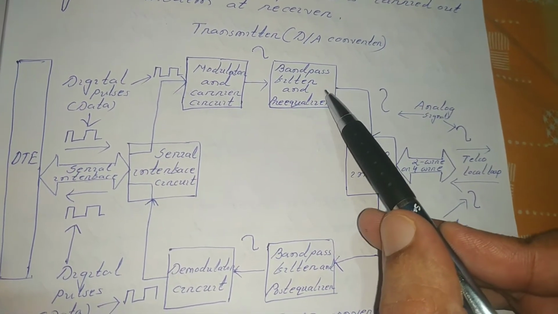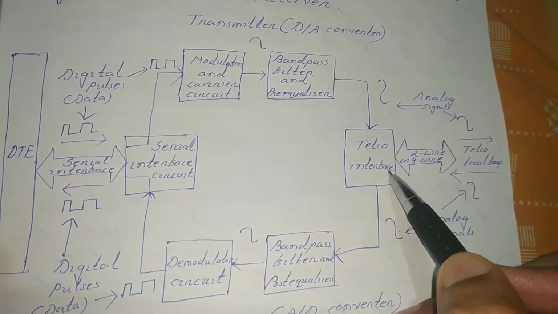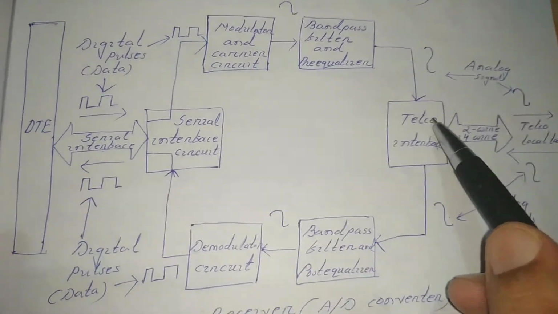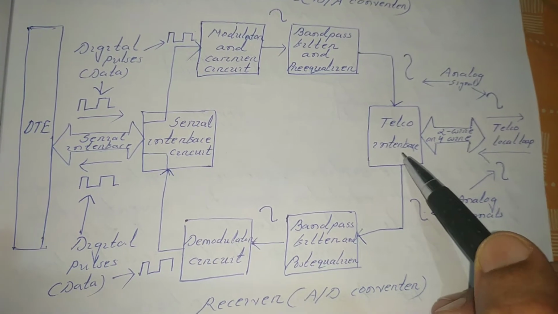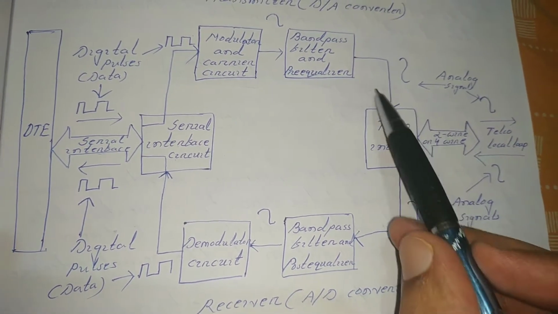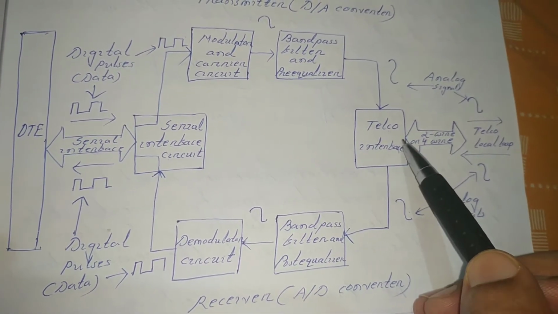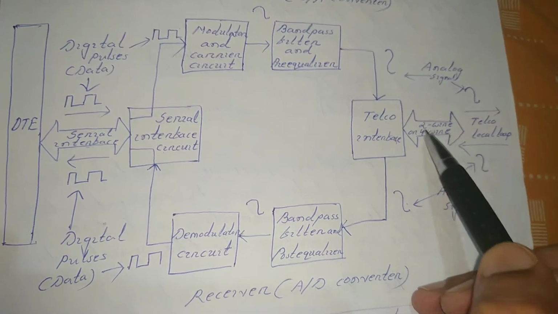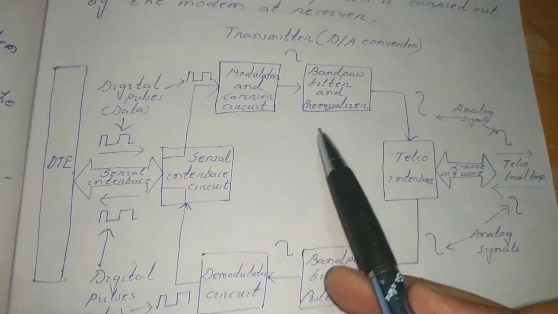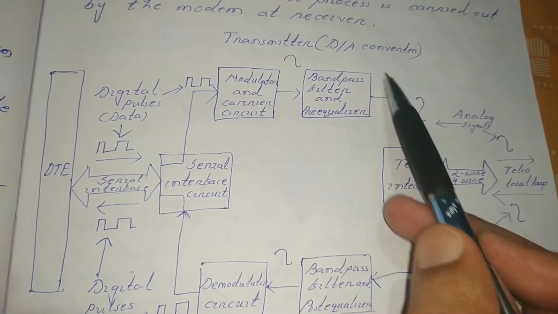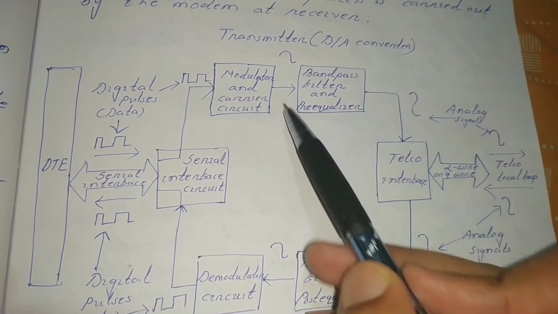After passing through the band pass filter, the analog signal will pass through the telco interface. Telco interface, in full form, is the telecommunication interface. It acts as an interface between your band pass filter and the telephone line. It will place the analog signal into the telephone line, and the telephone line may be 2-wire or 4-wire. So that is about the modem at the transmitter side. At the transmitter side, this is called the DA converter, or digital to analog converter.